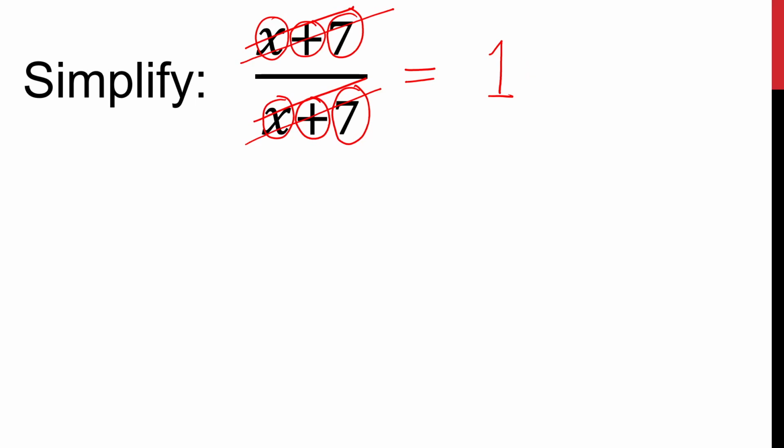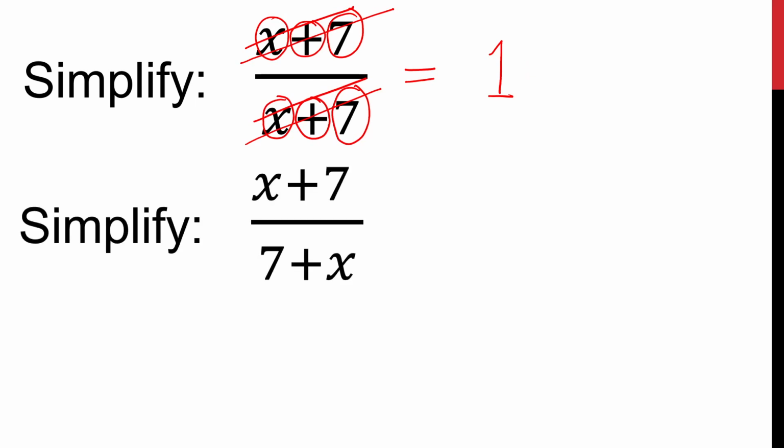What about the second example? Here, I reversed it. x plus 7 and 7 plus x. Take note, again, sir, they are the same. Plus, and 7 and 7. Can I cancel this out?